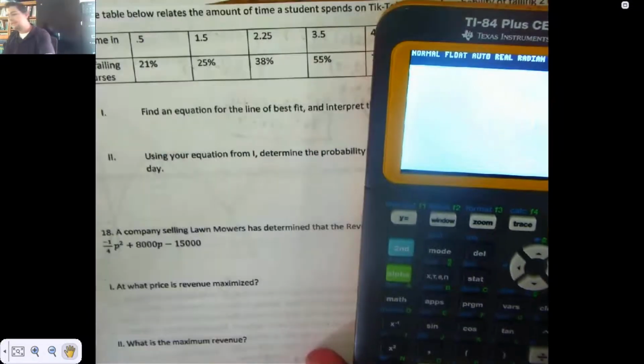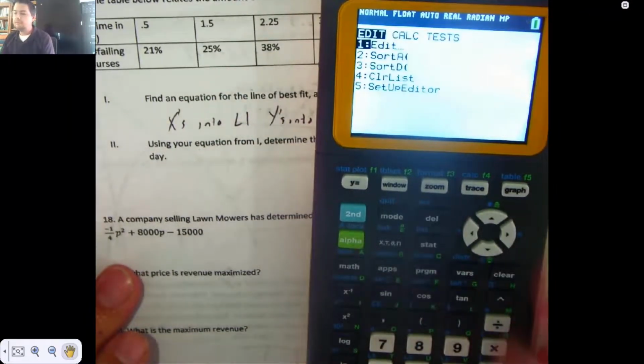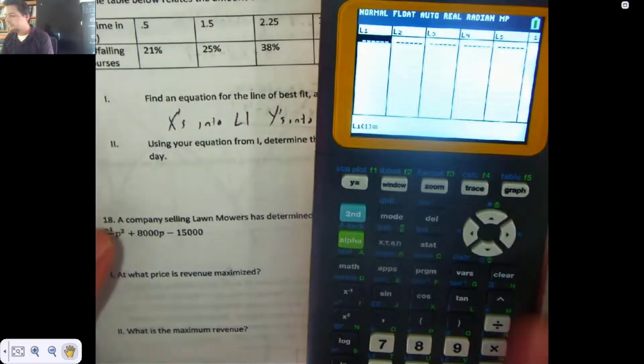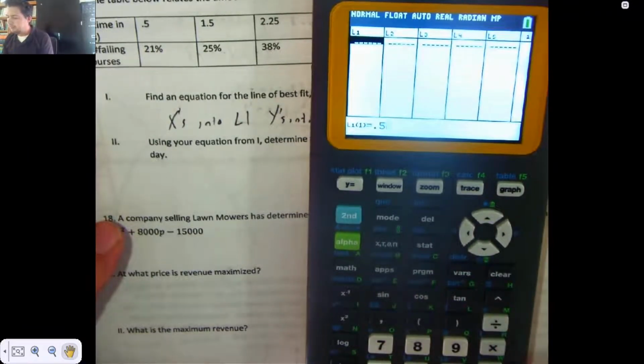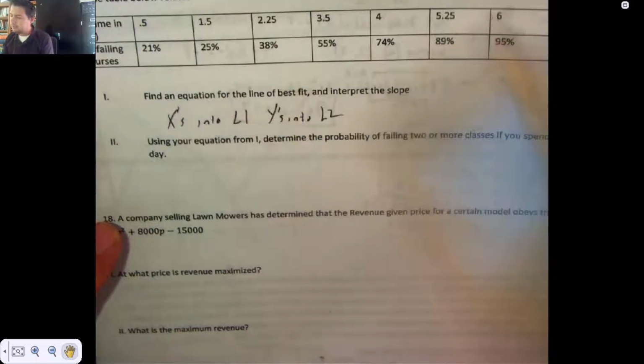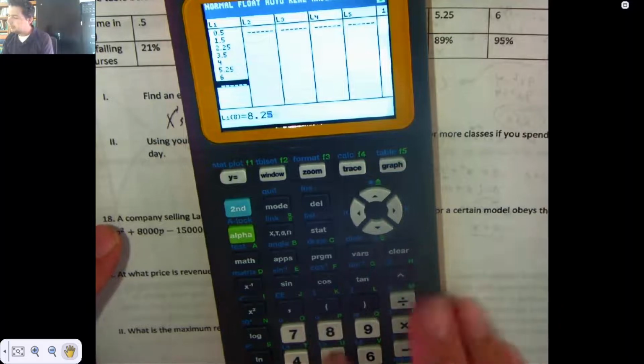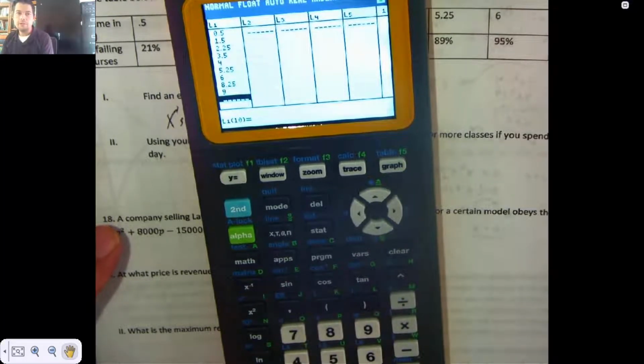I am going to put the X's in list 1. I'm going to put the Y's into list 2. So it's probably been a month since you've done this. You go to Stat, Edit, ta-da. So all the X's go into list 1: 1.5, 1.5, 2.25, 3.5, 4. But Mr. Milbrath, we've already done this before. Why are we doing this again? It's called repetition, kids. You want to remember something, you do it a whole bunch of times. That's how it works.